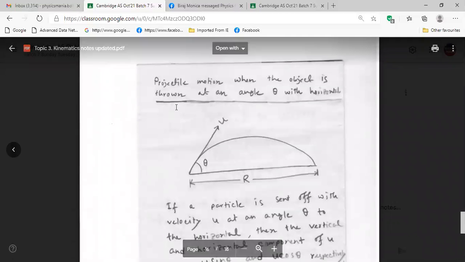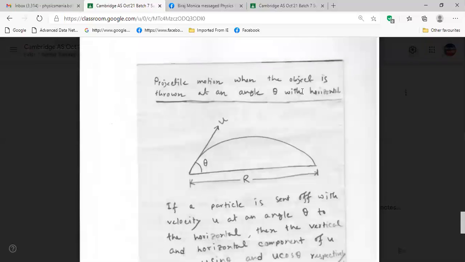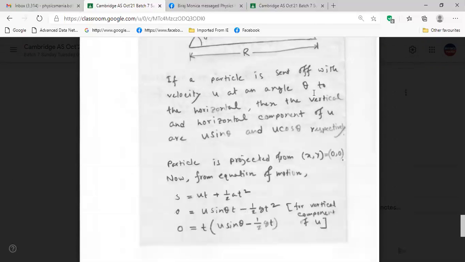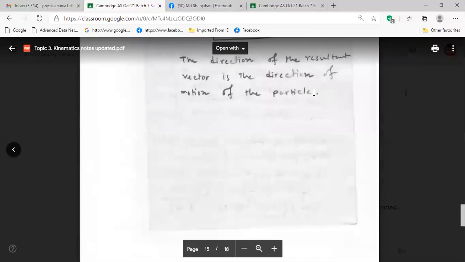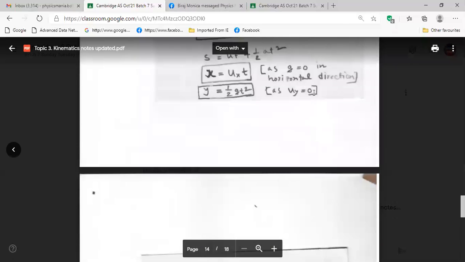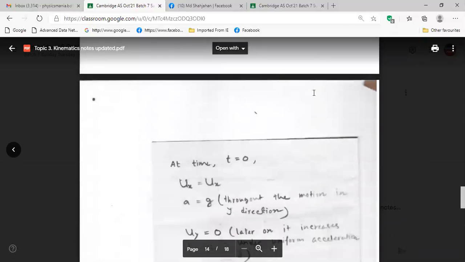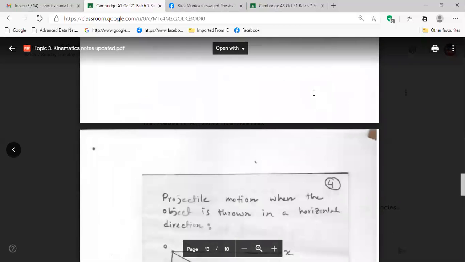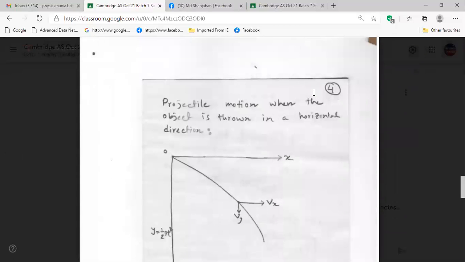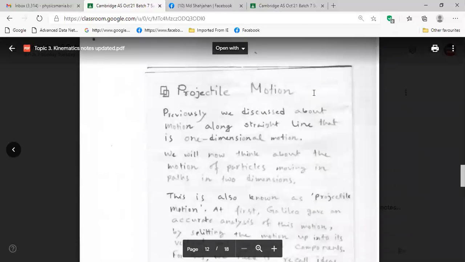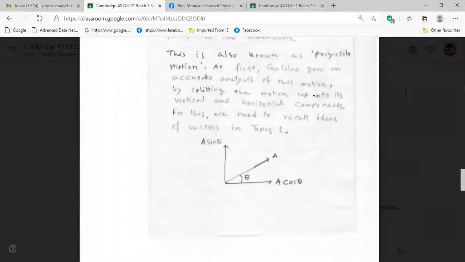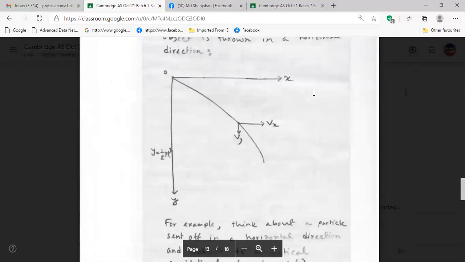So we first start from here. Write the heading, both of you. That is, projectile motion when the object is thrown at an angle theta with horizontal. And for our previous notes, we had this much. So whoever did not write, you can keep this space left. This part was done by you, and this one is also done, right?